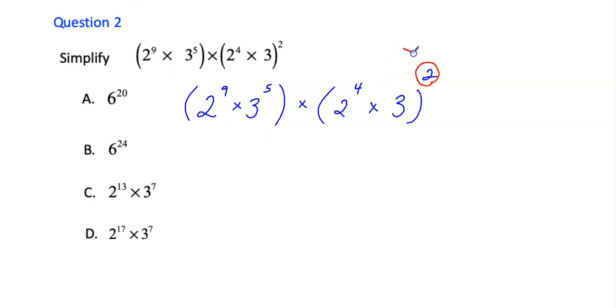Now remember, exponents mean repeated multiplication. So since the 2 is on the outside of this set of parentheses, this whole thing is my base. So I need to write this thing out 2 times and multiply it. So that's what I'm going to do.